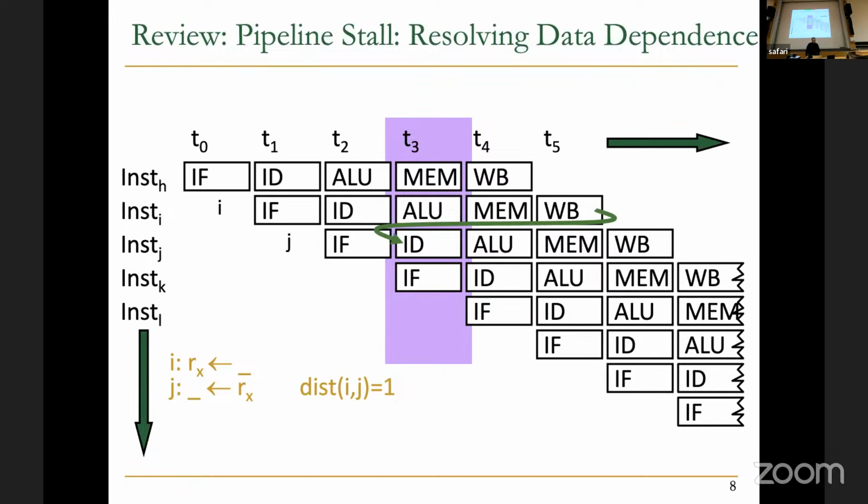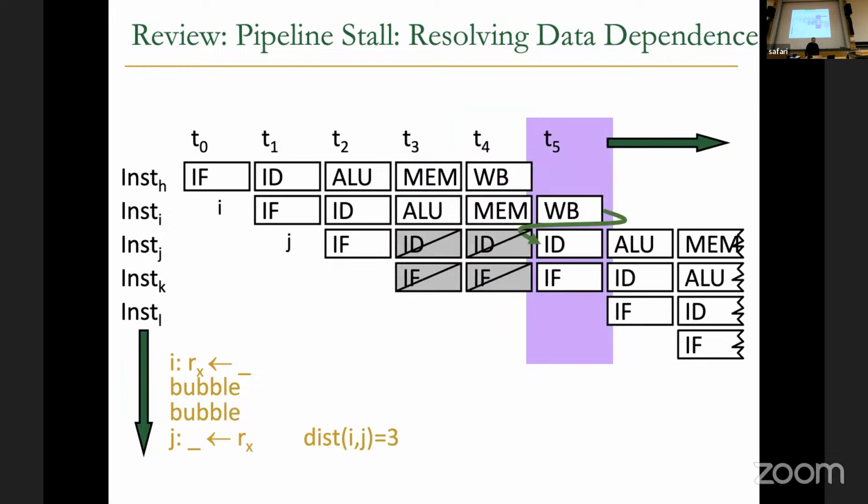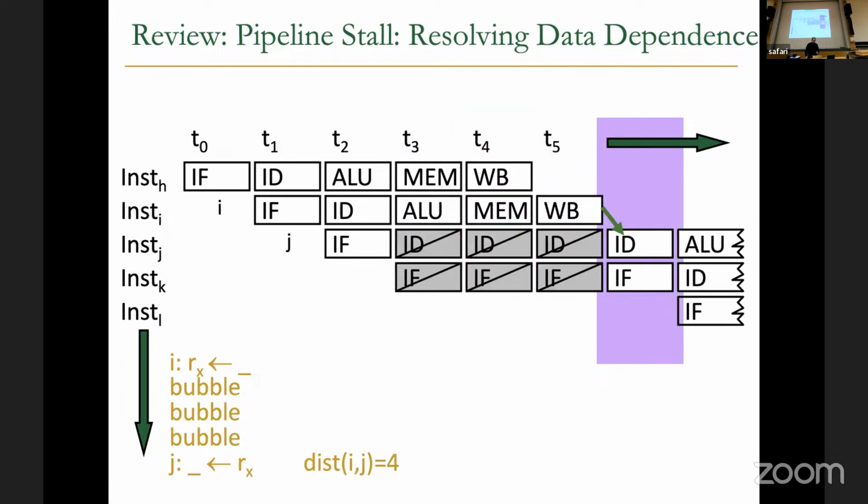So if you execute the pipeline like what you can see here, you are going to produce a wrong result because register X is not ready to read. So in order to handle this, you need to wait as a stall, just to make sure that you have the result in the write back stage for instruction I. So the distance between the 2 instructions should be at least 4.